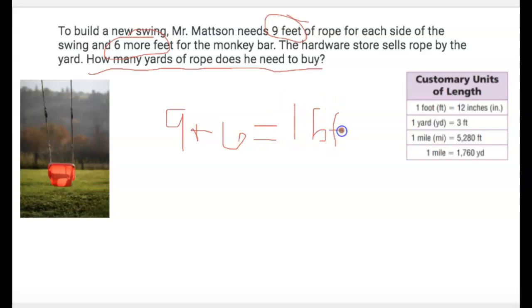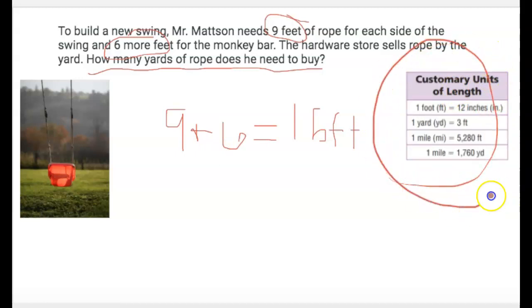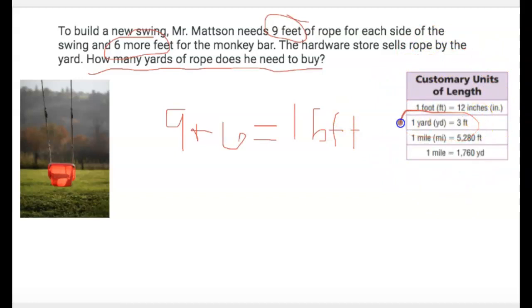And feet is usually abbreviated FT. So, all right, so 15 feet. So how many yards is that? So that's when we got to go over here and take what we know about measurement, and you'll see a little chart here to help us out in case we forget. So we're buying it in yards. So what does it tell us about a yard? Well, it tells us that a yard equals 3 feet.